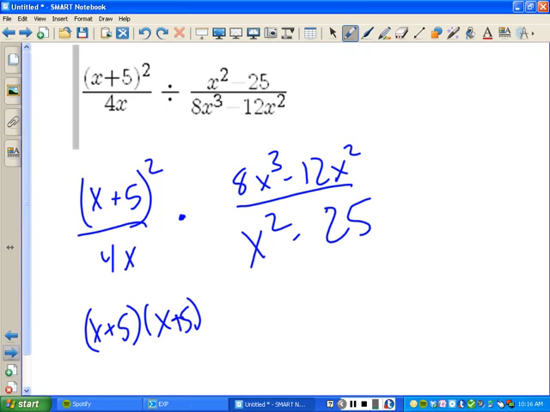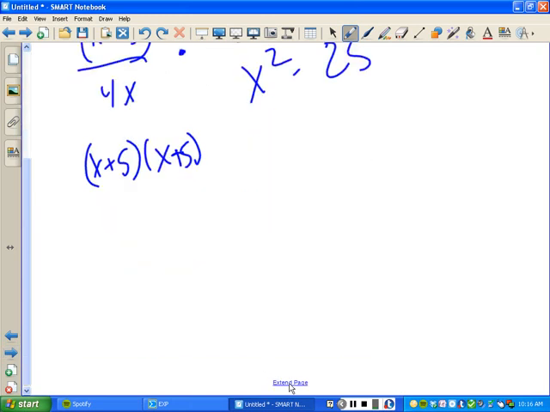Anytime you see it written like that, write it out side by side. It'll help you in just more ways than you can ever count. You gotta trust me on that. X plus 5 over x plus 5. This is 4x. This is times.